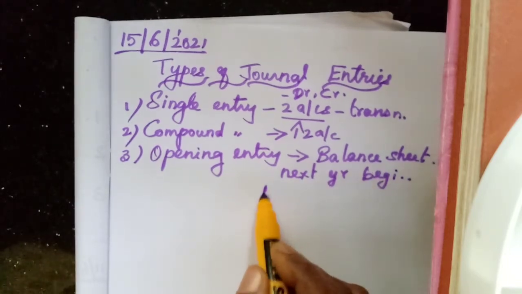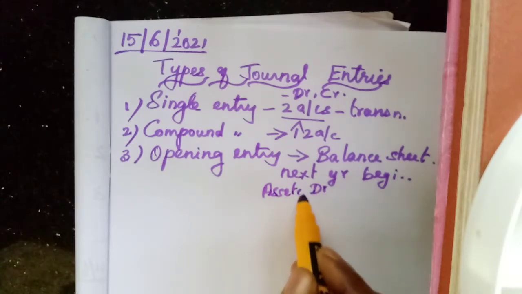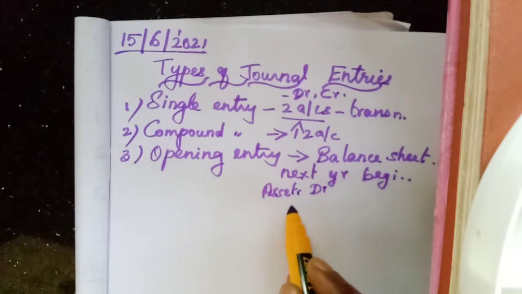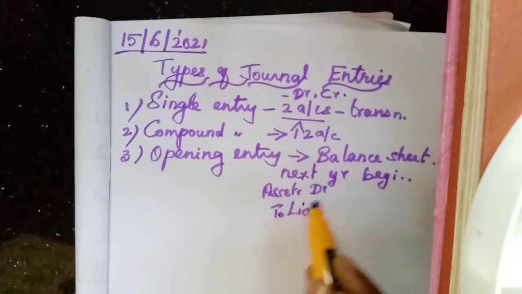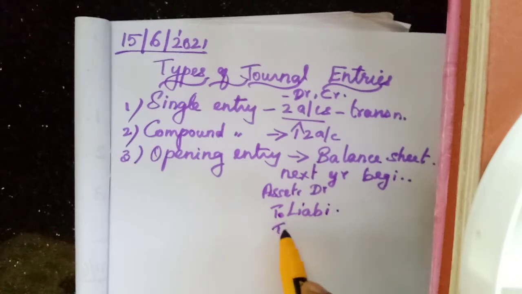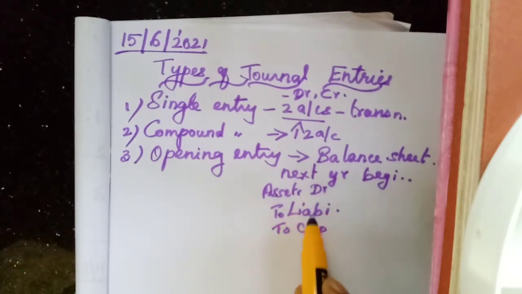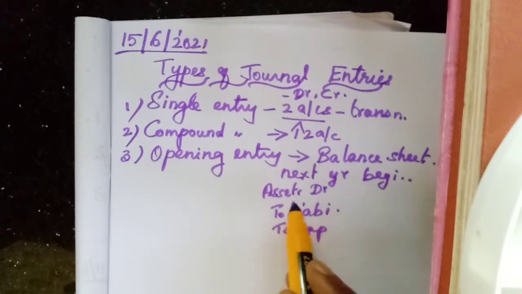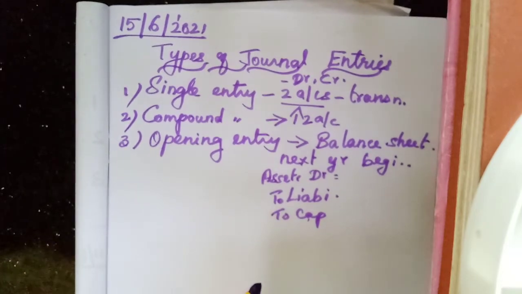Here all the assets accounts must be debited and the liabilities will be credited: assets account debtor to liabilities account, to capital account. Here the equation is what? Assets equal liabilities plus capital. So it will be equal; this debit will be equal with the credit. So they will write with this one only, they will start the next year.